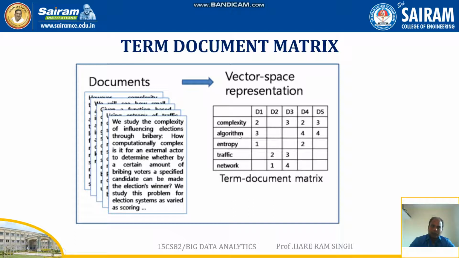So the algorithm word has occurred 3 times in D1, and 0 times in D2, 0 times in D3, and all these things like that. So this is how we can prepare a term document matrix or document term matrix.